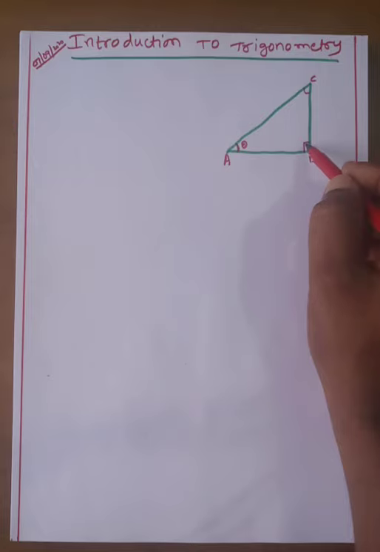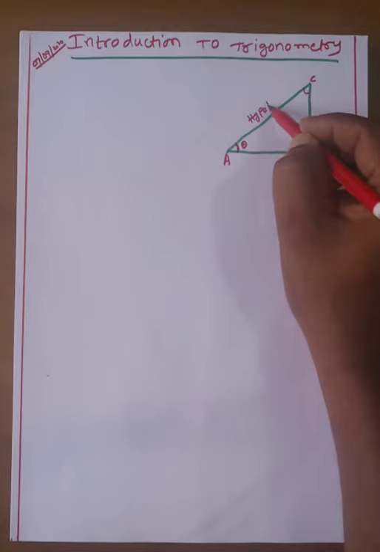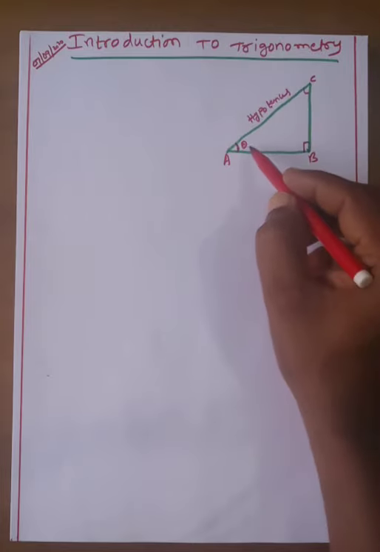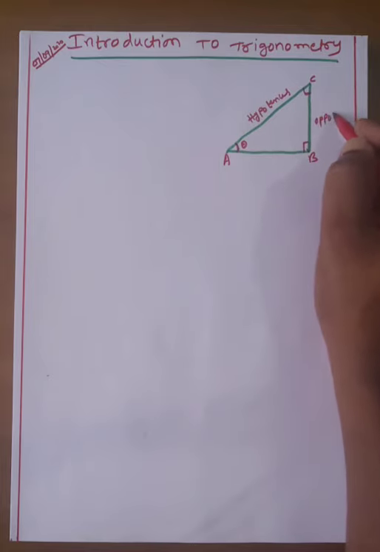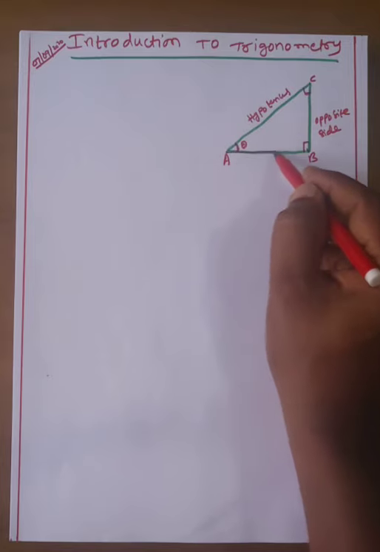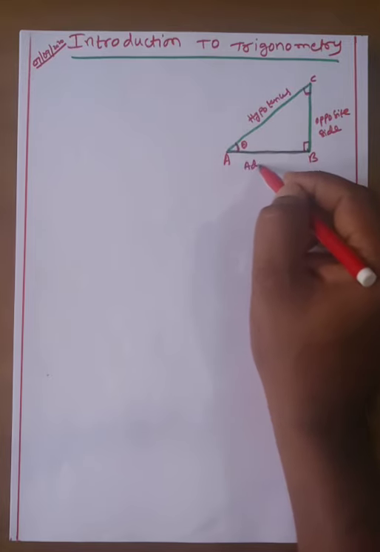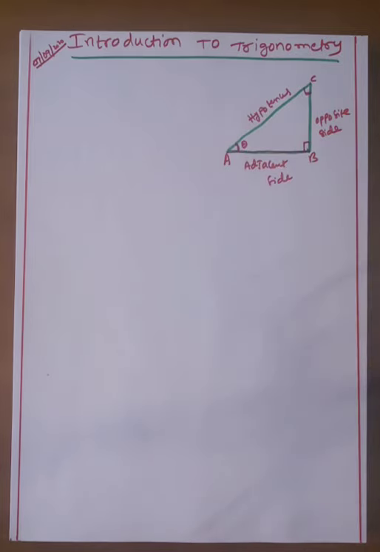The side opposite to the 90 degrees is always, 100%, the hypotenuse. The side opposite to theta is called the opposite side, or the side opposite to the angle A. Now, this side next to theta is called the adjacent side. Remember this one. My dear students, I already explained all these things, but once again I remind you.